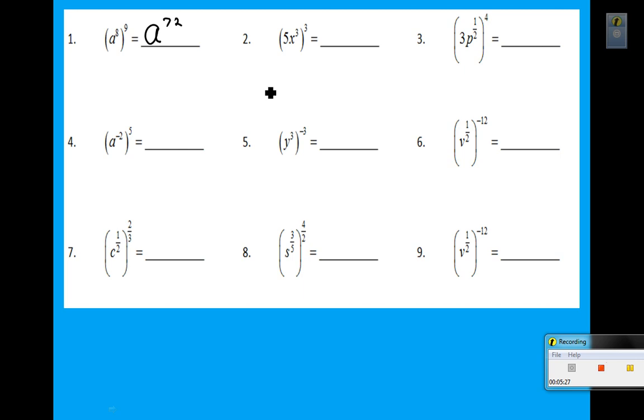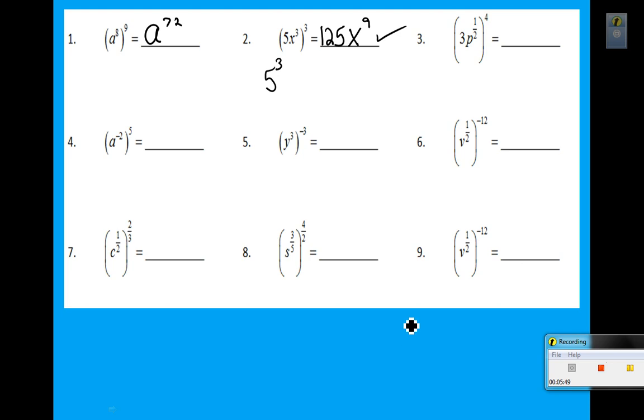On number 2, I know there's going to be an x to the 9th in there. But I need to take my calculator and get 5 to the 3rd power. 5 to the 3rd power is 125, so there's my answer. 125, x to the 9th, and that's an ugly 5, so I'll make it better.